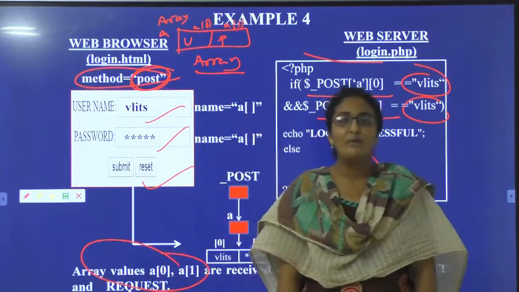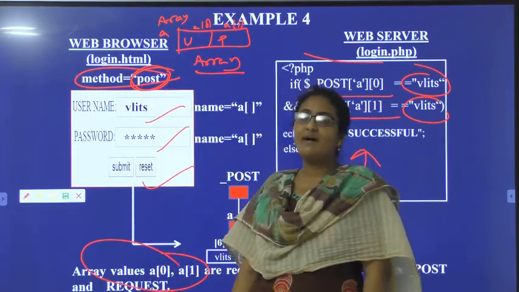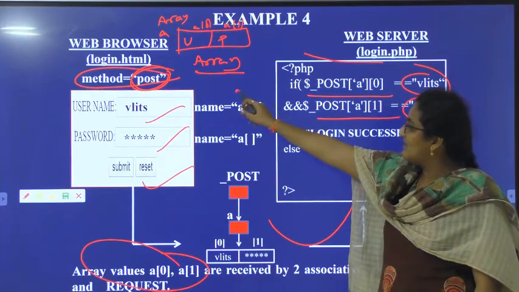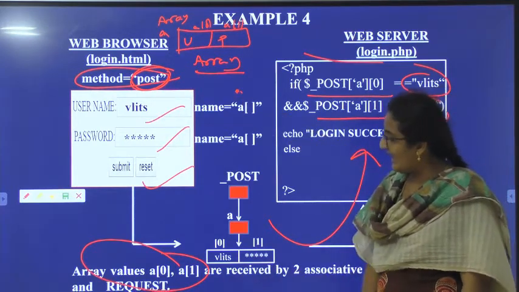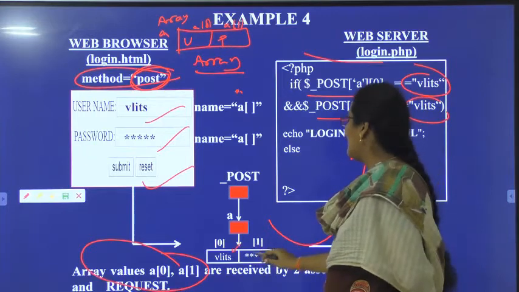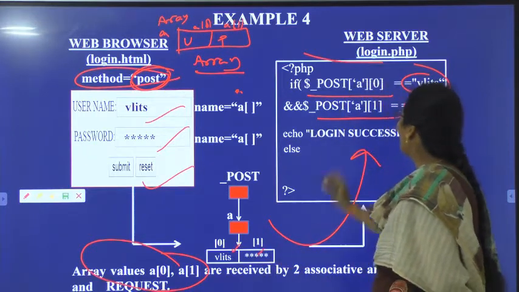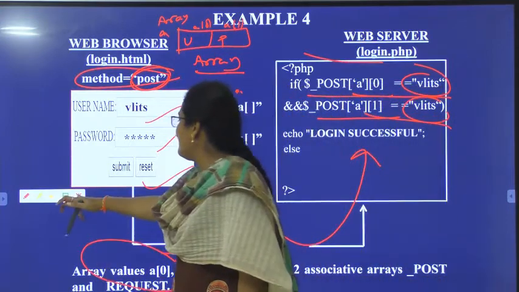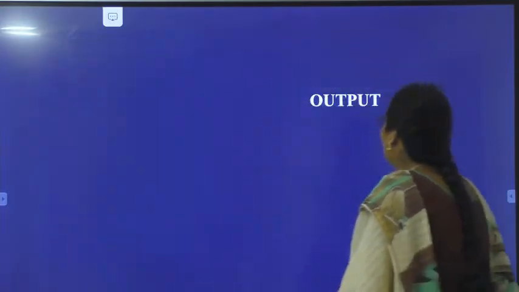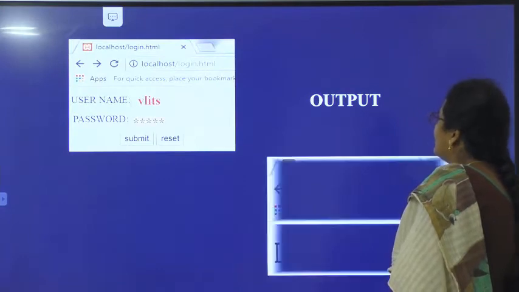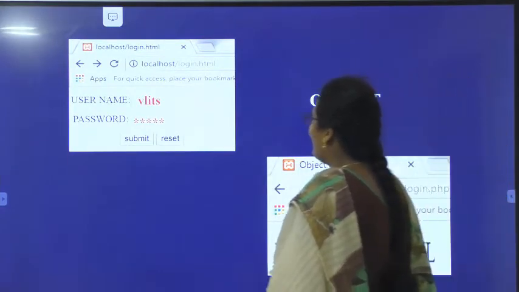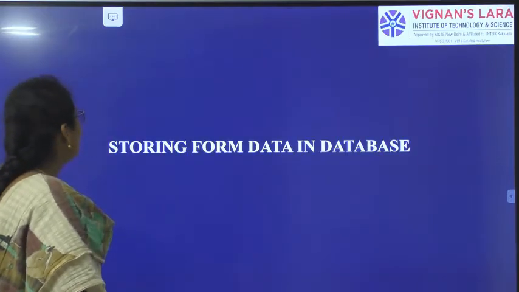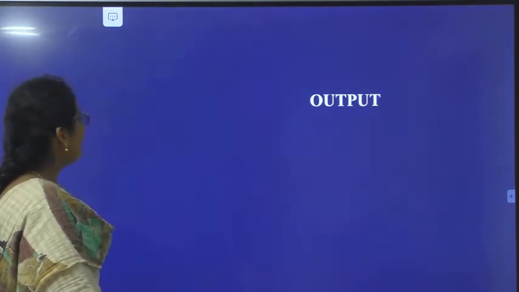Previously, if you use the post method, the username and password will go and attach to the HTTP header. But here, using the post method also, we are creating the array, and the username and password are stored in the array as A of 0 is username, A of 1 is password. Rest everything is same, the output will be same. If username and password are correct, login successful. So this is retrieving the data.